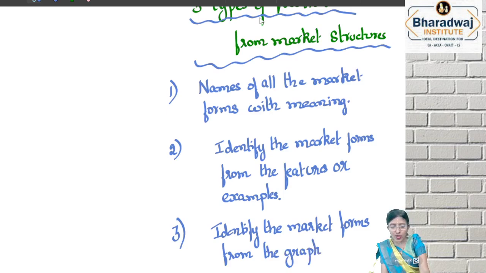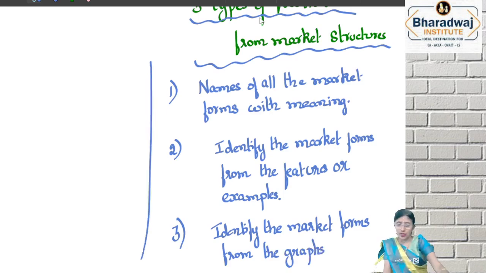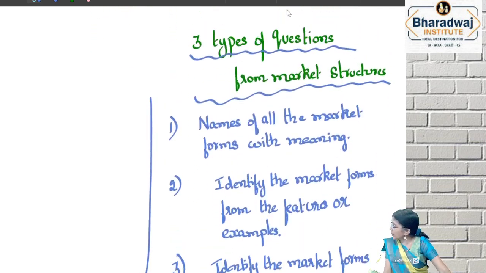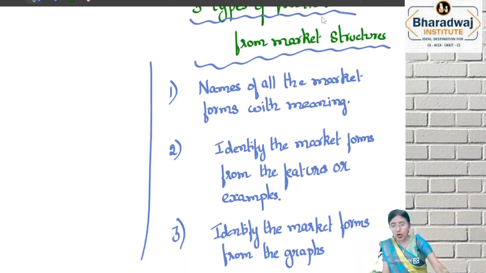Right? So club it into three important questions. As you prepare for the exam, make it into these three types. So how will you do your revision? Names of all the market forms with meaning.